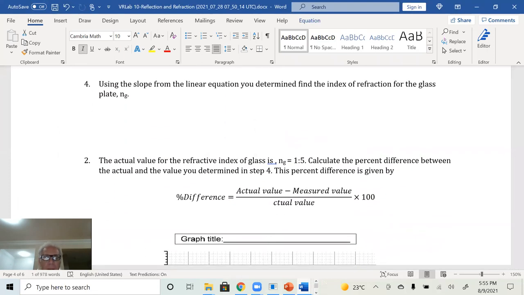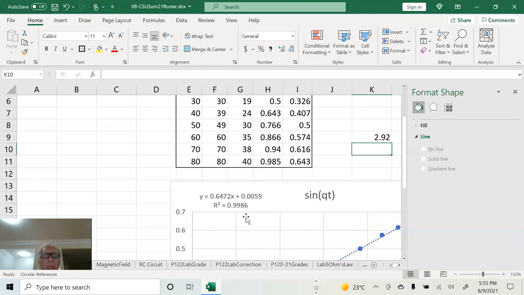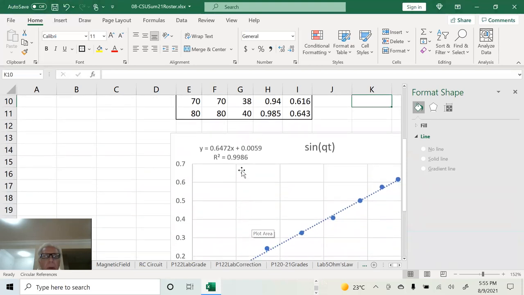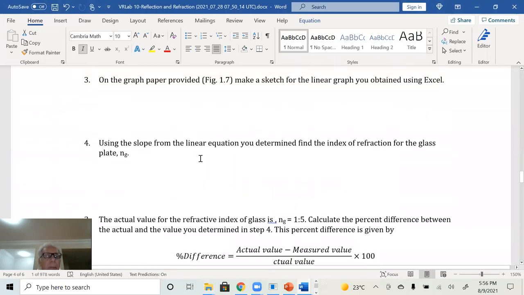Let's see, what is the intercept? The intercept is very small as well, right? Here you go. 0.0059. Supposed to be zero. Here you go. We did that.